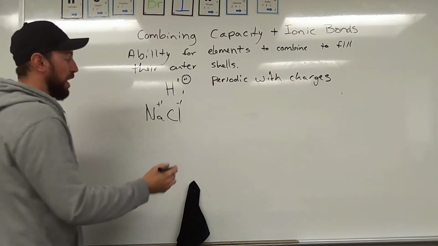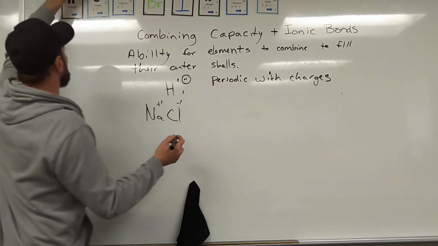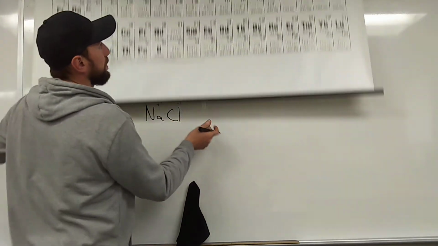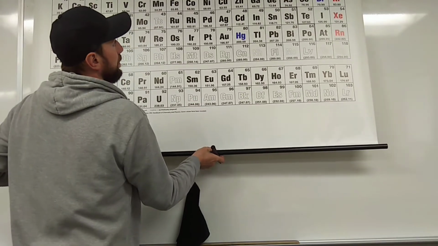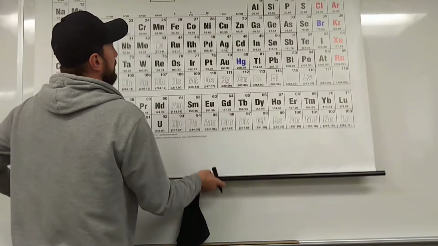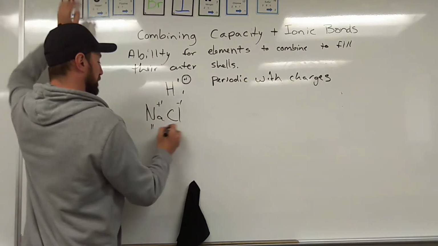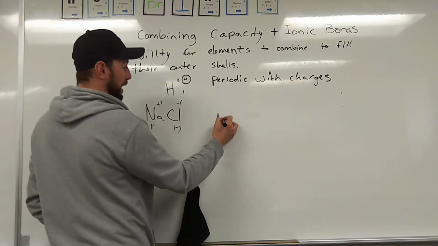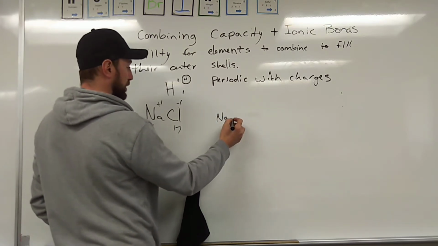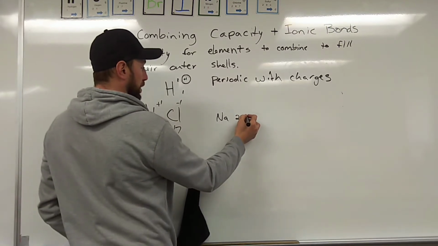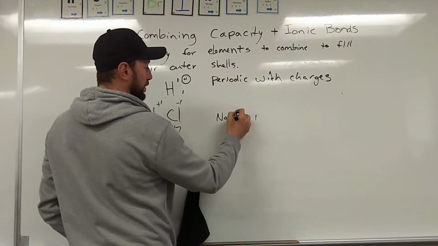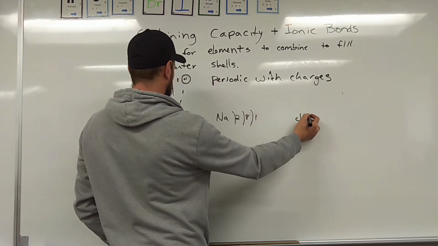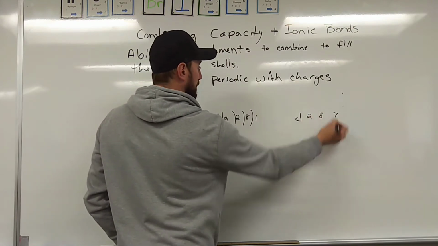So if we go back to our example, NaCl, sodium's charge is +1 and chlorine is -1. So if we draw it out, sodium is 11 and chlorine is 17. So sodium has 11. If we draw sodium, Na, it has 2, then it has 8, then it has 1. And if we draw chlorine, Cl, it has 2, then it has 8, then it has 7.